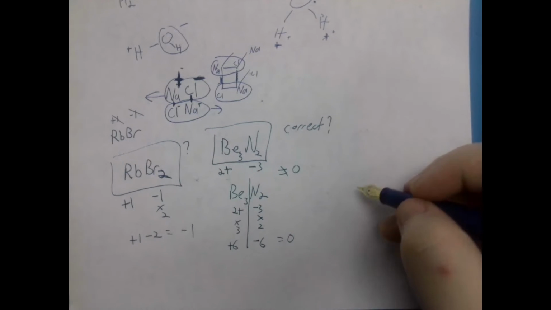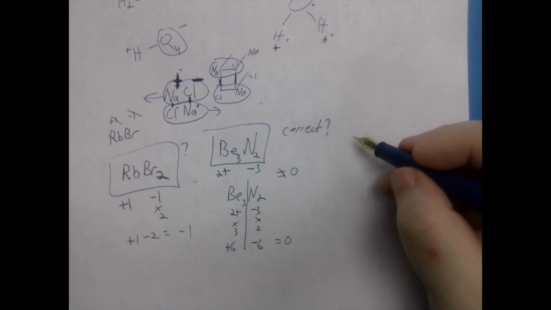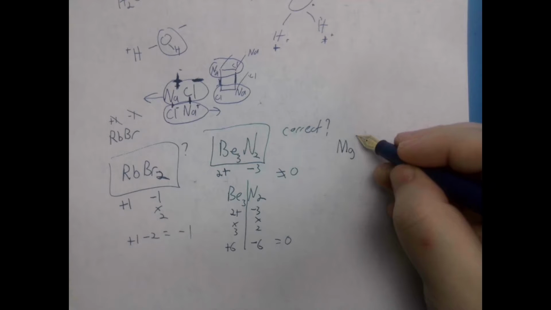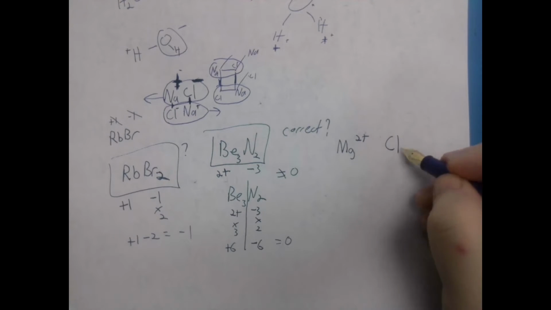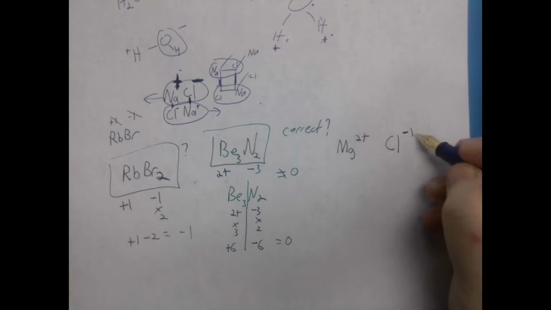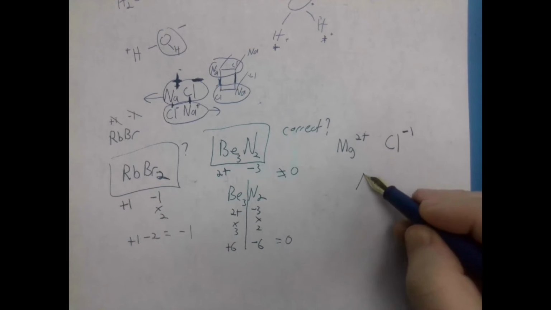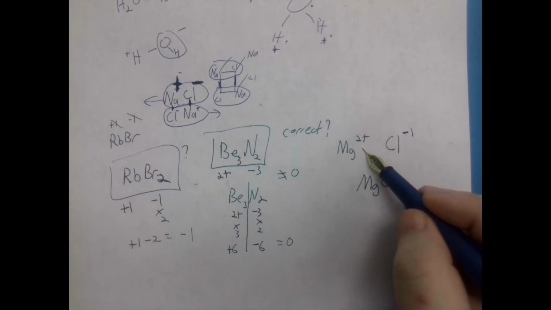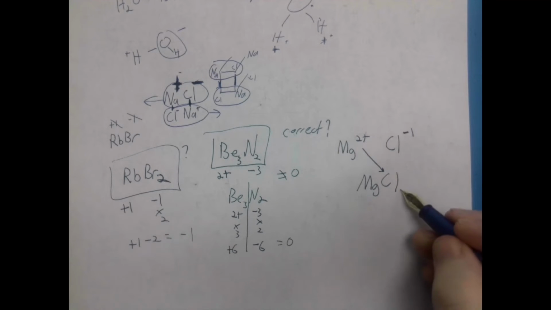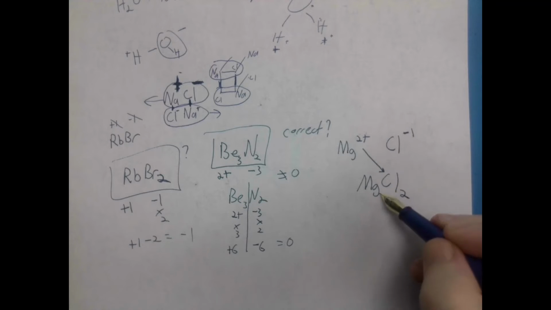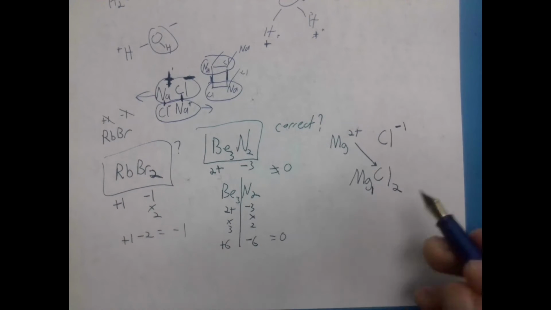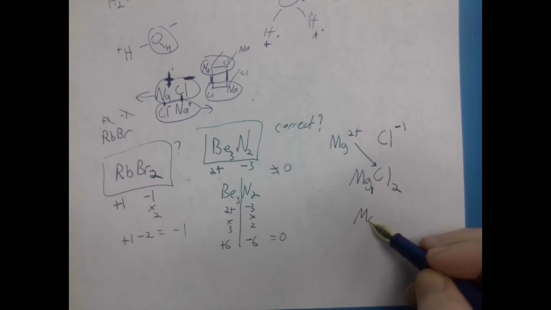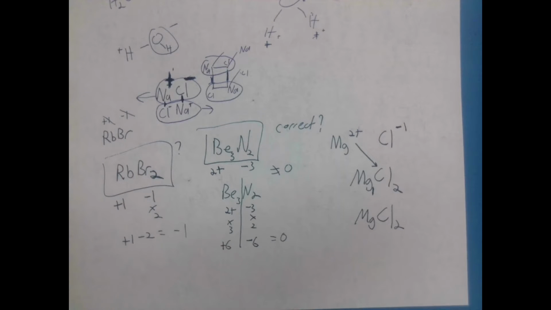I like also remembering this. The charge is going to indicate the subscript. If we have a magnesium that is 2 plus, and a chlorine that is -1, when we write the formula together, this charge number is going to come over here and attach right here. This charge number is going to come over here. And then there's a final step. We don't put ones, and that's the formula.